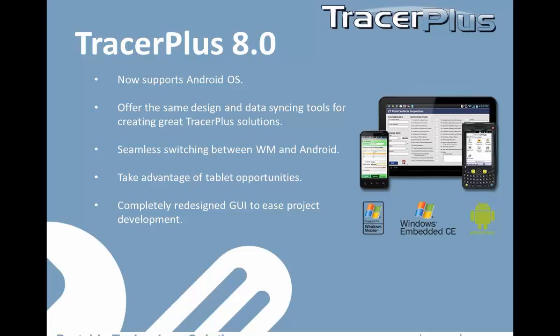All you really need to do is upgrade to TracerPlus 8.0, deploy your project to even an existing Windows-based device, install TracerPlus on your Android device, and just deploy that same project. So it should be a seamless switch between the two platforms. You can add additional Android devices to your existing deployment and now just use that same project that you worked on, possibly for years, and deploy it to the Android devices out in the field.